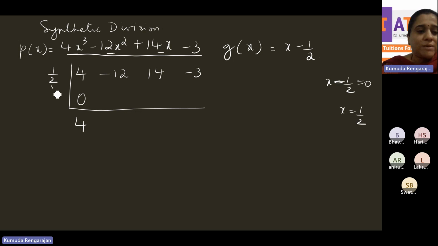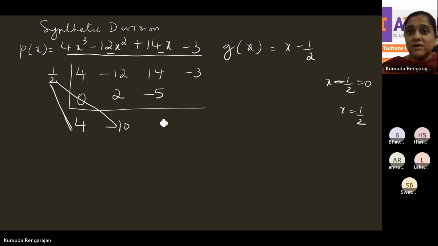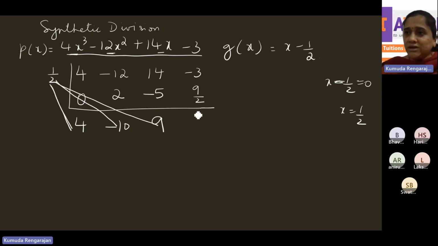Next, 1 by 2 into 4. What is 1 by 2 into 4? 2. Write that here. Minus 12 plus 2 is minus 10. Again multiply. 1 by 2 into minus 10 is minus 5. Write that here. 14 minus 5 is 9. 1 by 2 into 9 is 9 by 2. And then minus 3 plus 9 by 2 is 3 by 2.